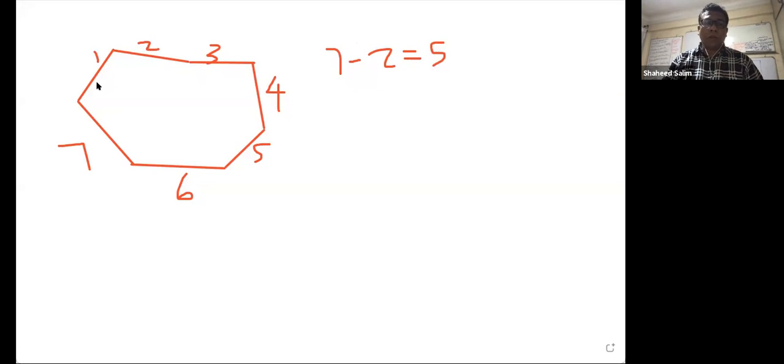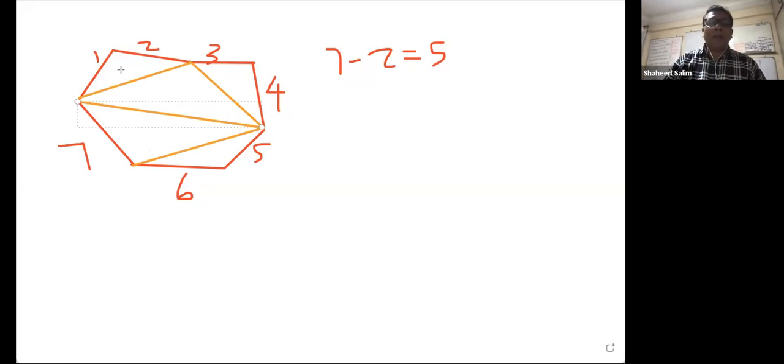Okay, watch. 1 triangle, 2 triangles, 3 triangles. Then 4 triangles and 5 triangles. Can you see now? Exactly 5 triangles. So 1 triangle is 180. Just times 180. 5 times 180. What do you get? 900.